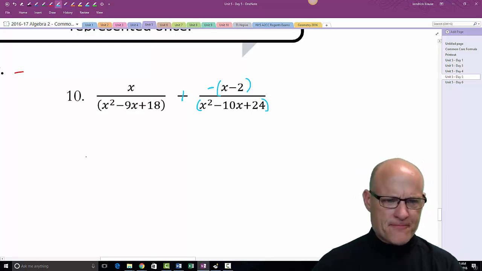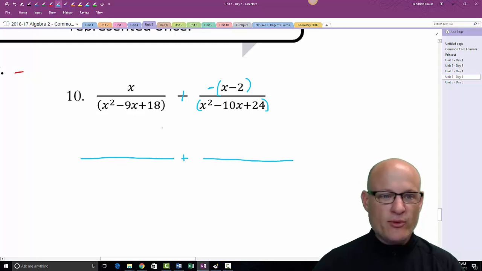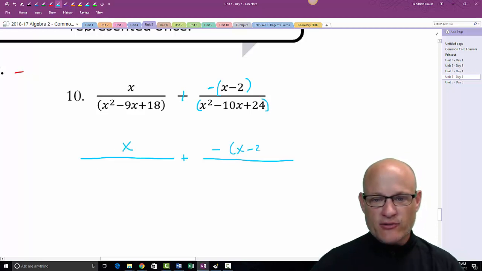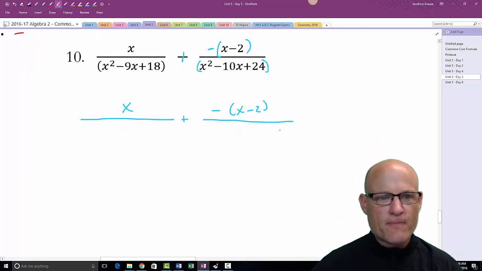So why don't we just leave it like that? That's okay. So we're going to go pling, pling, plus. All right, so we got to factor these denominators. Let's see. This is just x, and we're going to leave this as minus x minus 2. So let's factor these denominators.